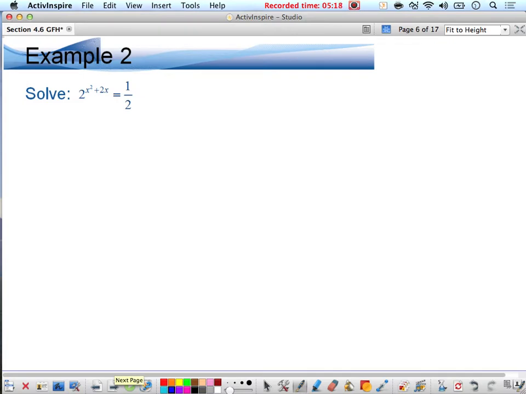Let's take a look at this example. It's a little more complicated. It says 2 to the x squared plus 2x equals 1/2.